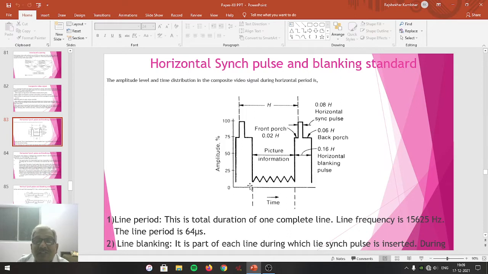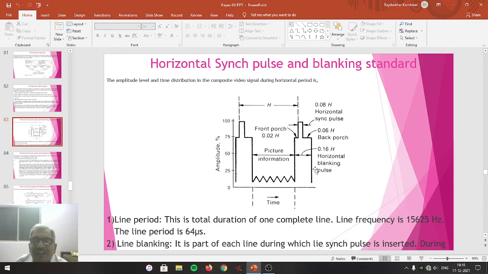That means whenever the picture information is present, the spot will move from left to right. But during the retrace period, the screen is blank, and that is represented here in the form of the blanking pulses. This blanking pulse is introduced at the end of every trace period. Here the trace period is completed, and at this end of the trace period, this pulse is introduced. This is called the sync pulse and blanking pulse.